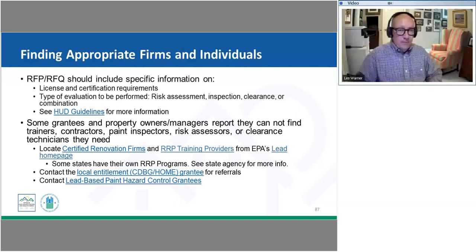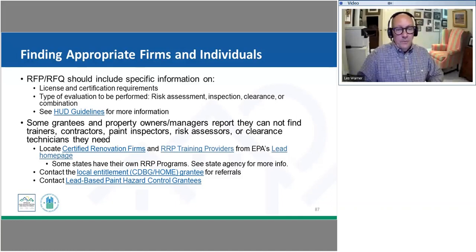That would be something they would submit as part of their bid process, and then specifying the kind of services that you're seeking. So, risk assessments, inspections, but this third party might also then be handling all of your clearance testing as part of that. We have a link here for the HUD guidelines for some extra guidance on this.